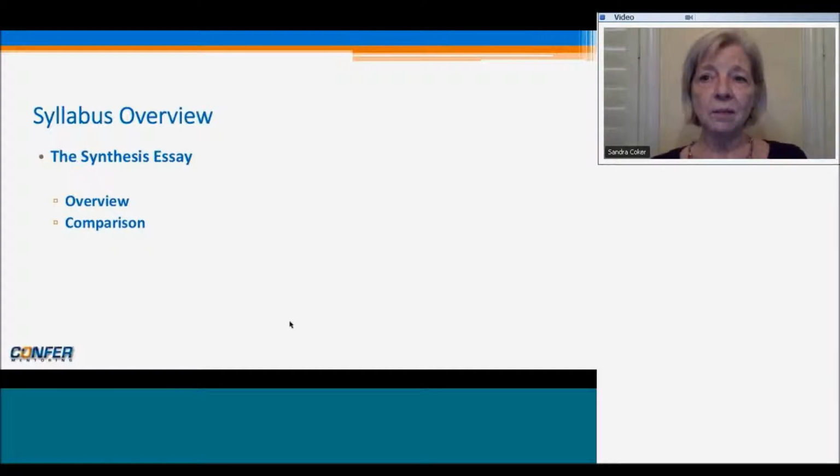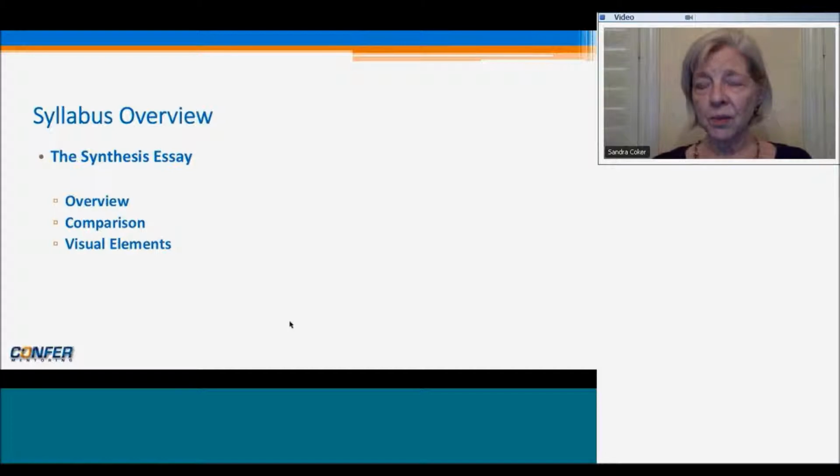Then we're going to look at comparison because that's essentially what the synthesis is. It's a comparison of several different sources in order to respond in an evaluation or a proposition.